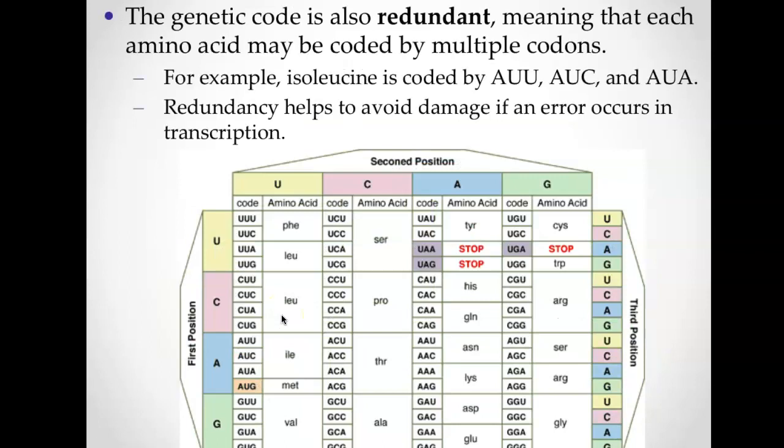The genetic code is also redundant. It's redundant, meaning some amino acids have more than one codon. So for example, AUU, AUC, and AUA all code for isoleucine. And so what this does is it kind of covers the cell. It covers it so that if there is a mutation in DNA, so let's say there's a mutation that puts a C here instead of a U, well, they both code for isoleucine, so that would be a silent mutation, so not that big of a deal, right? Because they both code for isoleucine. Whew, thank goodness. We're covered. So redundancy is going to help avoid damage if an error occurs during transcription.